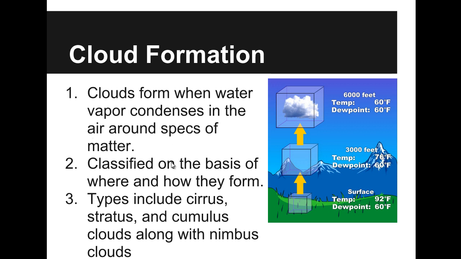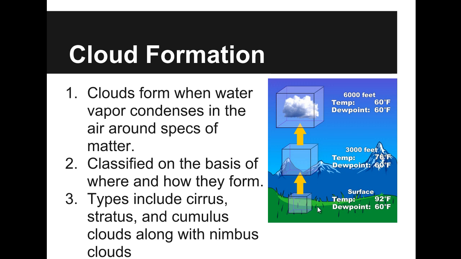Not all clouds form in the same way. We're going to take a look at the basic process here, but different conditions and locations will result in different types of clouds. There are literally dozens and dozens of different combinations of clouds. We're going to focus on four main types. Those include cirrus, stratus, and cumulus clouds, and the last being nimbus clouds. In the next slide, we'll take a closer look at what those types are.